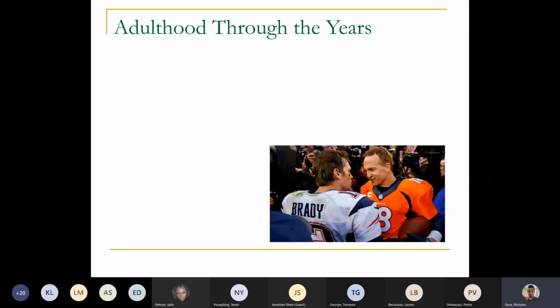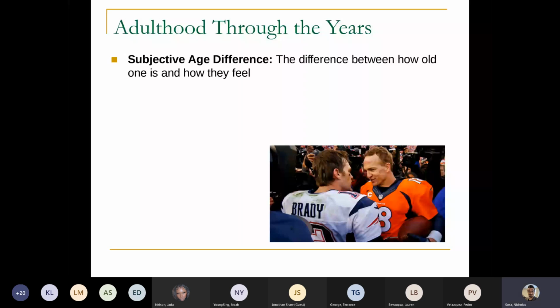And before we get into those changes, I want to talk about a concept that has intrigued me over the past few years, and that's something known as a subjective age difference. This is the difference between how old one is and how old they feel. Maybe you've had an older person in your life say something like, I may be 80 years old, but my mind is in its 20s, right? My parents say that all the time. They're not 80 years old yet, but they say things like that, my mom in particular.